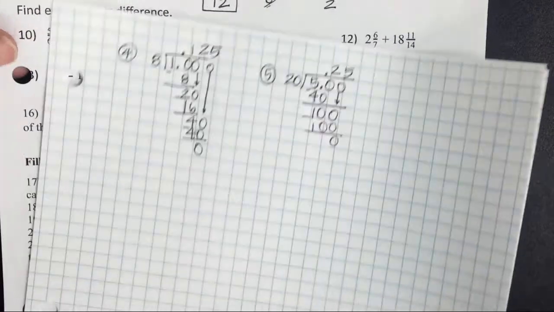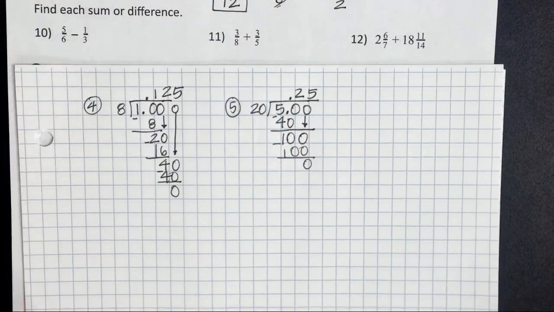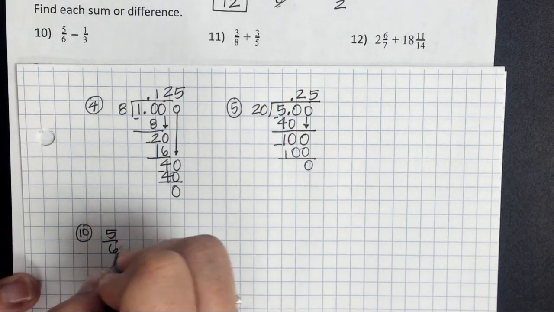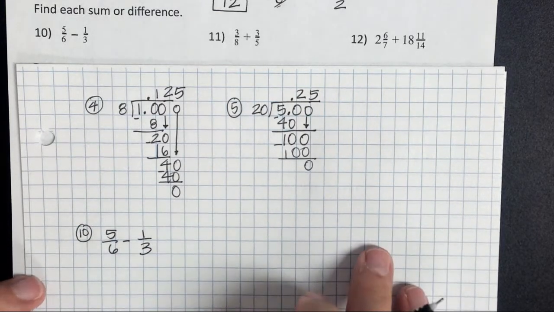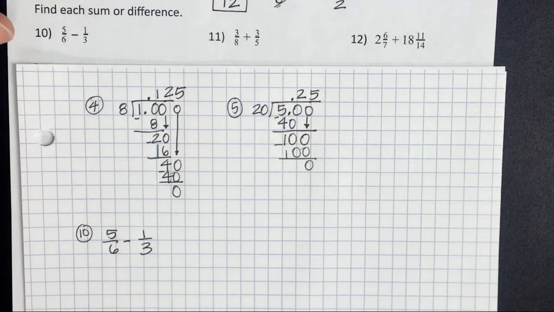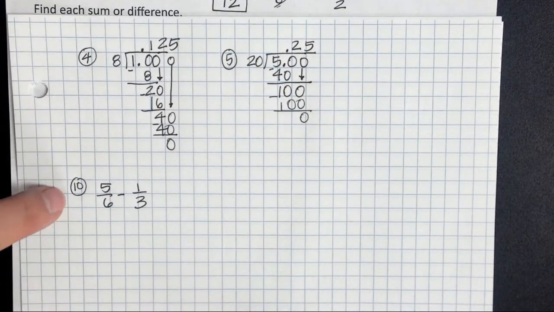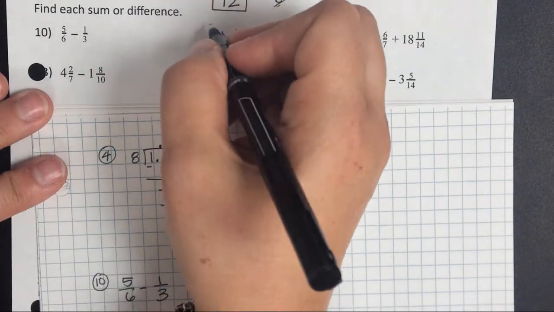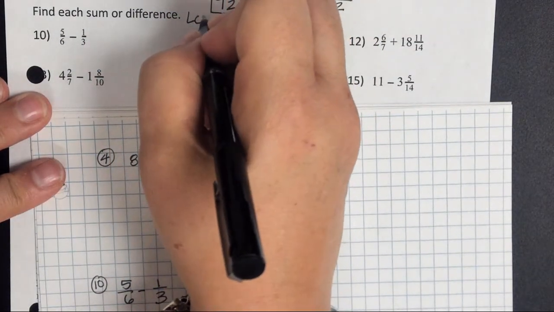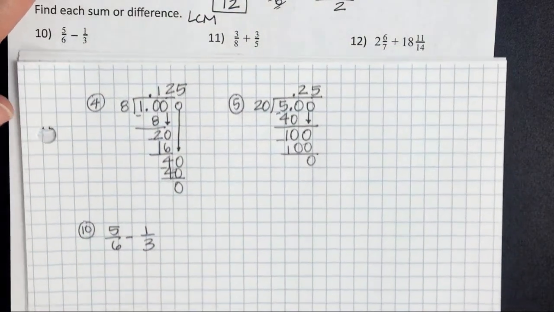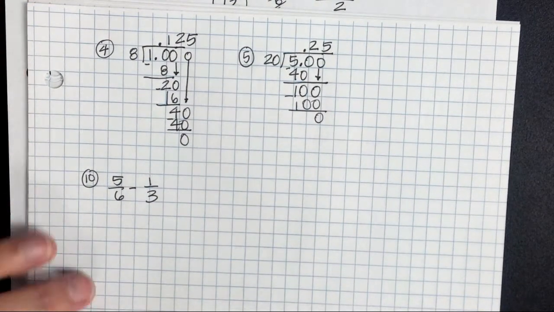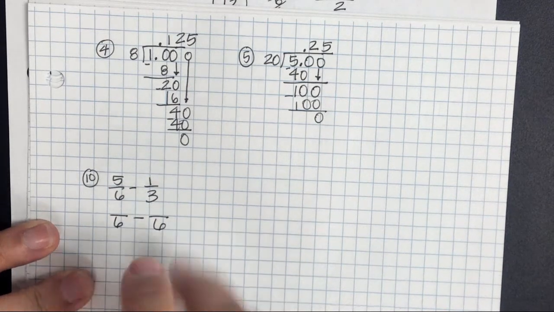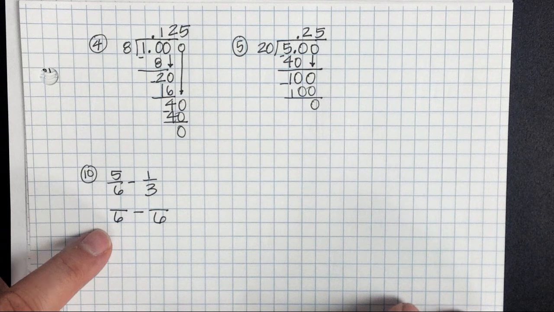Number 10, I'm going to grab my scratch paper again. So number 10, we have 5/6 minus 1/3. Okay. Adding and subtracting fractions where we have unlike denominators, this is where we're going to use what? Least common multiple, LCM. I'm looking for my least common multiple, which is what? 6. 6 is the first number we will say when we skip count by 3s and 6s.